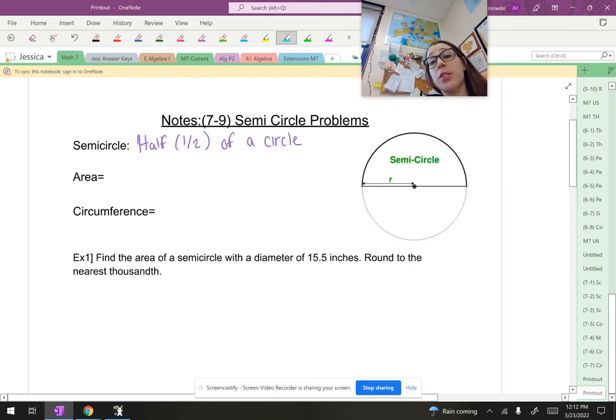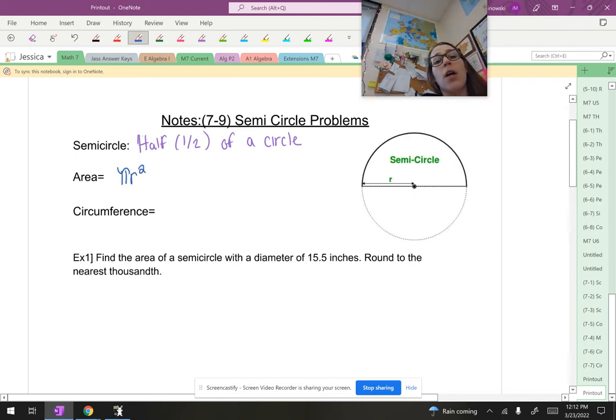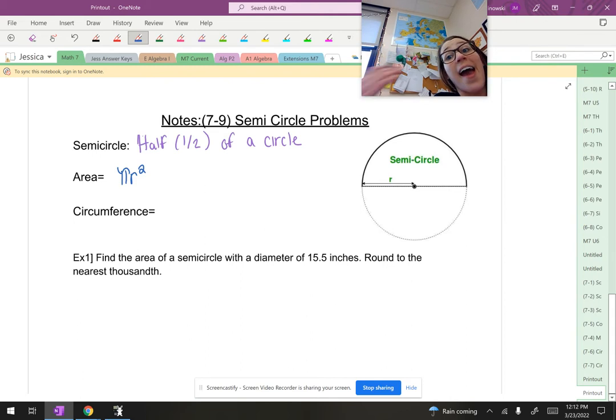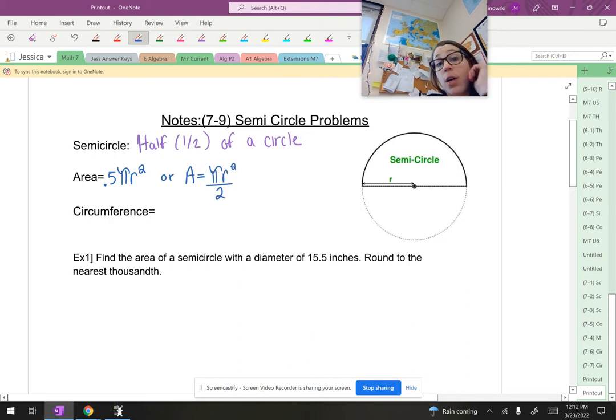So for the area formula, we're still going to be using the area formula for a circle. So area is still going to be equal to pi r squared. The only difference is that we have half of a circle, so we need to take half of that area. So 0.5 pi r squared, or area equals pi r squared divided by 2, right? Dividing by 2 is the same thing as multiplying by that 1/2, by that 0.5.